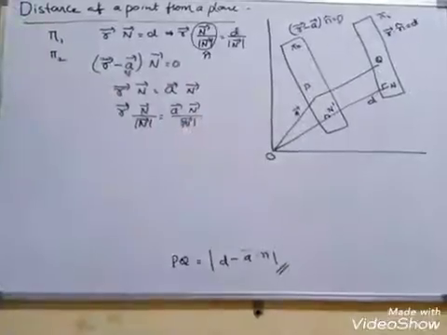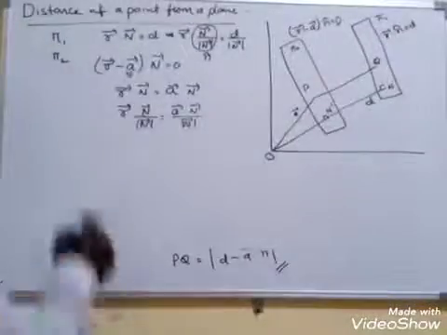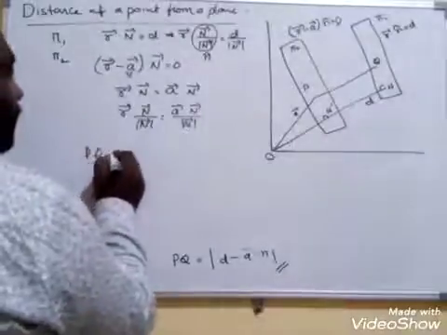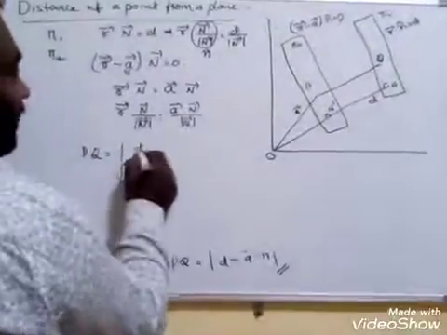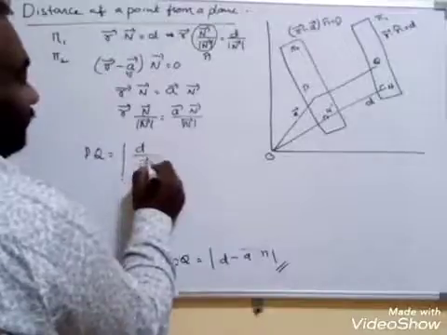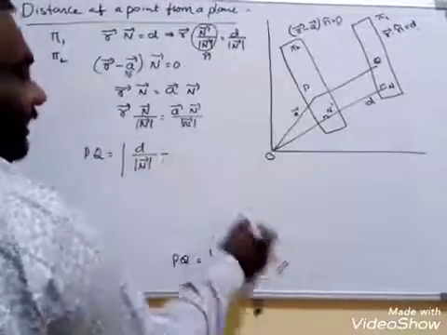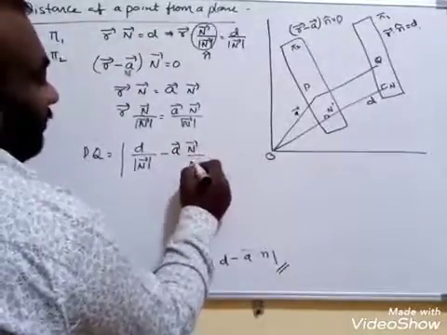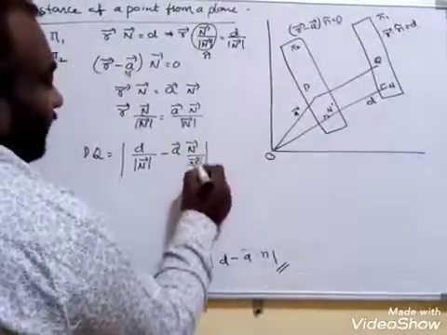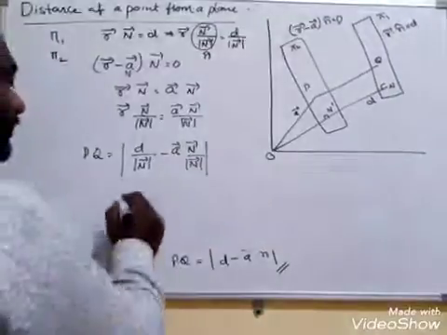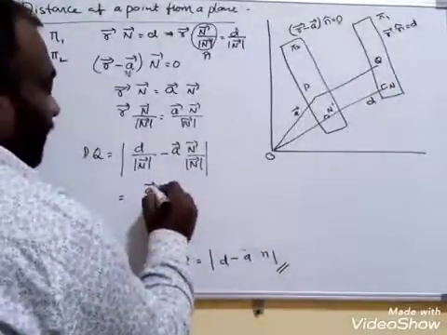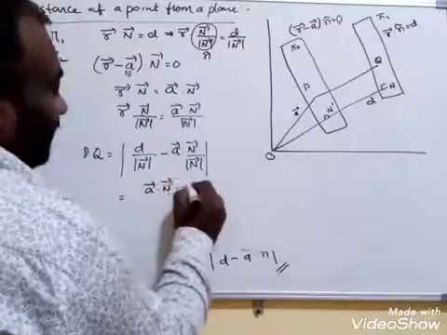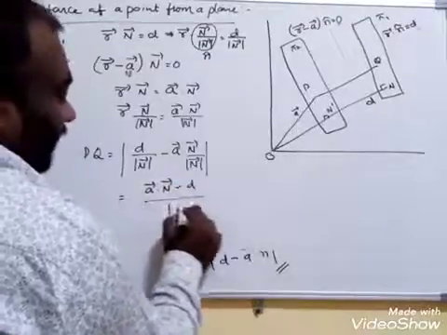Now what we are going to get, the distance between them PQ, is equal to D. What is the value of D? D by modulus of n bar minus a bar dot n bar by modulus of n bar. If you take the LCM, inside the modulus you can write this as a bar dot n bar minus d by modulus of n bar.